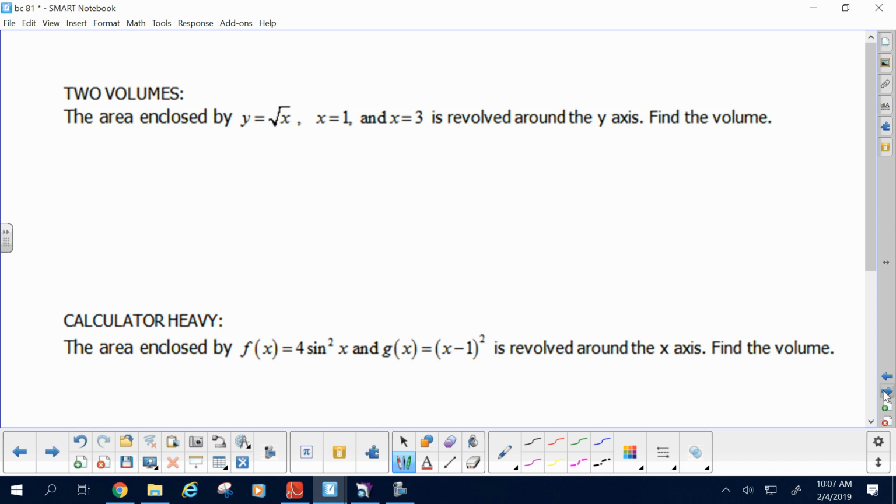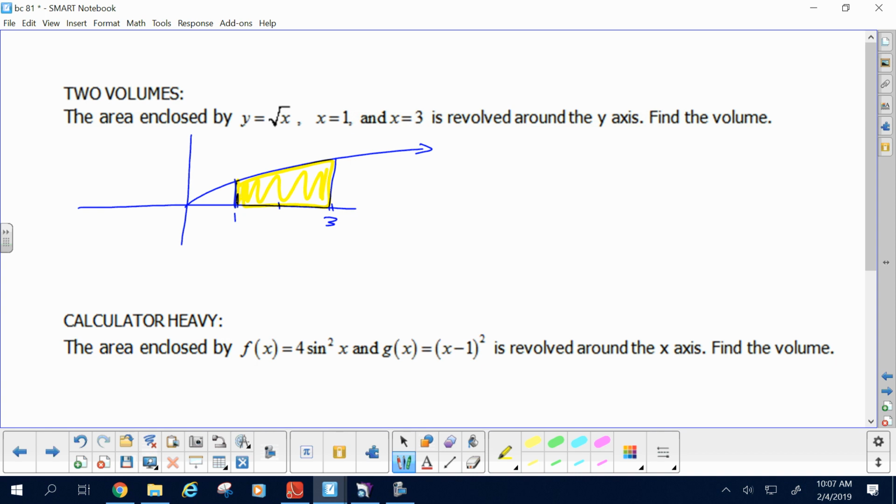Actually, but this time x equals 1. So here's the graph of the square root. Here's x equal 1. And here's x equal 3. This time, the difference is that I'm using x equal 1 and x equal 3. So this is the region here, yeah?